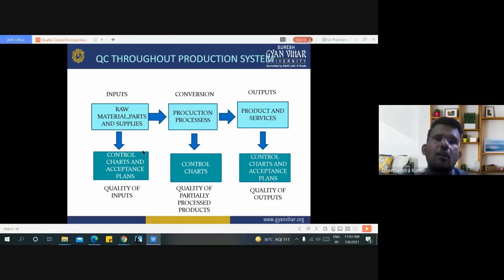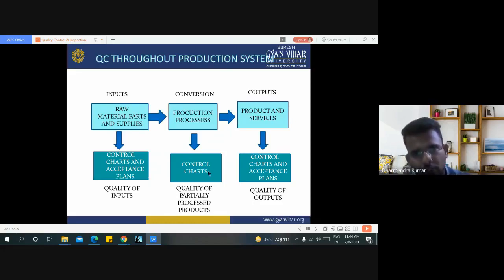in the quality of raw material, then we use these types of methods to eliminate the quality defect that occurs in the raw material, like control charts and acceptance plans. These are the inspection methods. We make a control chart and acceptance plans, like how much deviation in raw material quality we accept, or how much deviation in quality we reject, and send the material back to the vendors.